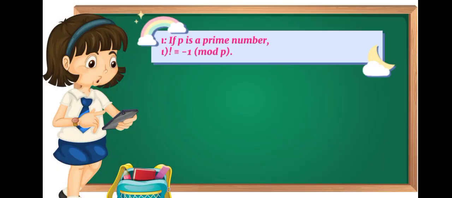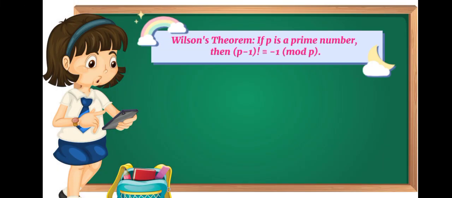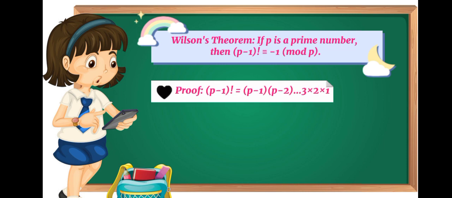Wilson's theorem says that if p is a prime number, then (p minus 1)! is congruent to negative 1 mod p. To show that this is true, let's first expand out the left hand side. Proof: (p minus 1)!, if we write it out in full, is (p minus 1) times (p minus 2) and on and on, times 3 times 2 times 1.